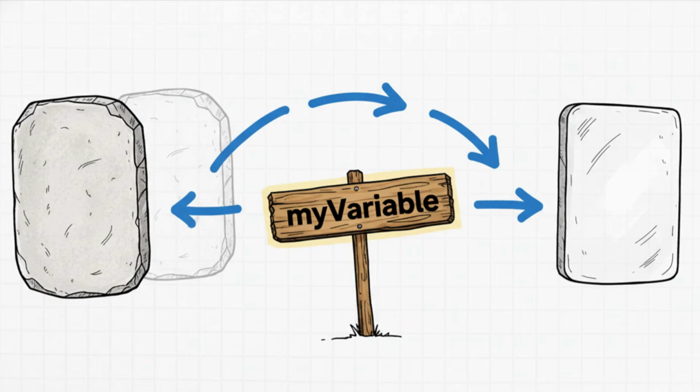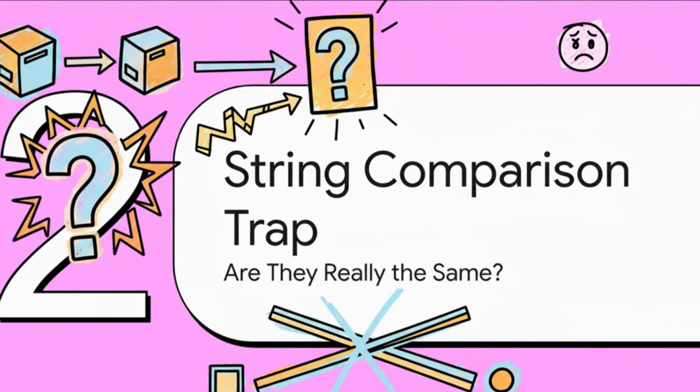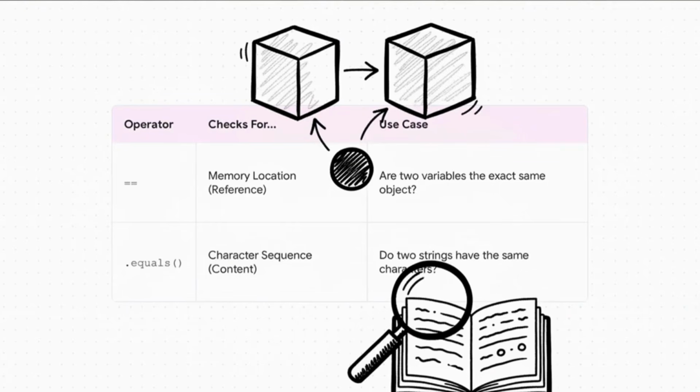That's immutability in action. Now, this whole idea that operations create new objects leads us right into one of the most common traps in all of Java: comparing strings. You might think you know how to see if two things are the same, but it's a little trickier than it looks. See, you've got two tools for this job, and they are not interchangeable.